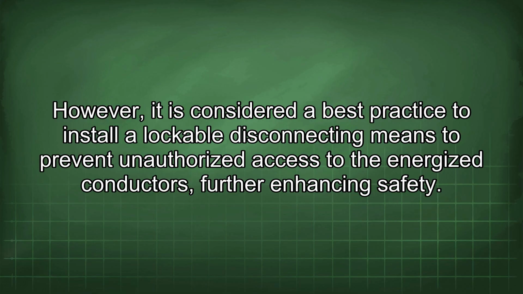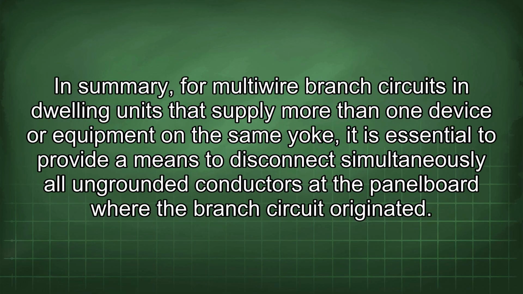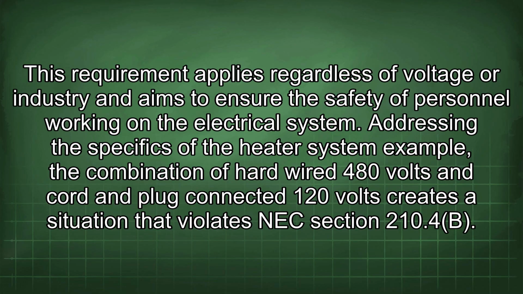In summary, for multi-wire branch circuits in dwelling units that supply more than one device or equipment on the same yoke, it is essential to provide a means to disconnect simultaneously all ungrounded conductors at the panel board where the branch circuit originated. This requirement applies regardless of voltage or industry and aims to ensure the safety of personnel working on the electrical system.